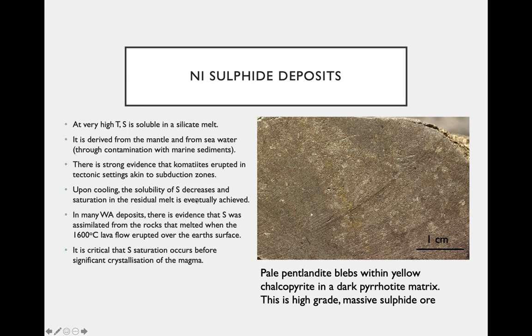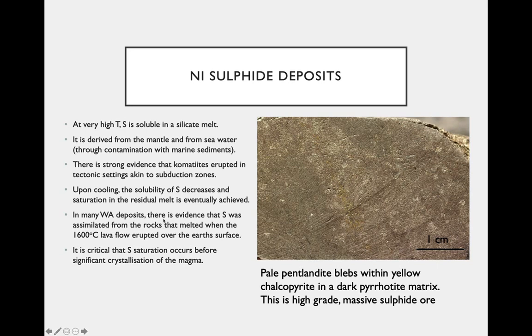And then upon cooling, the solubility of sulfur decreases in the silicate liquid. Eventually it reaches a point where it's saturated, and it no longer wants to be in the liquid. It wants to form its own sulfur melt. So this is what happens. Then we can partition in with it certain metals that prefer to bind with sulfur. They complex with sulfur, and then it can accumulate.